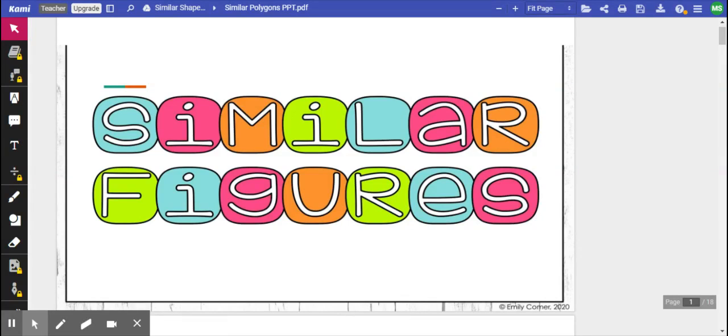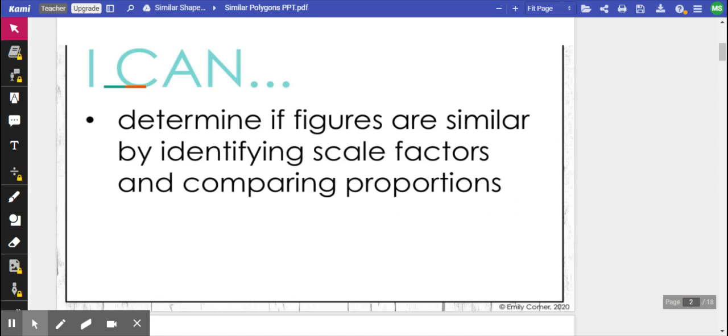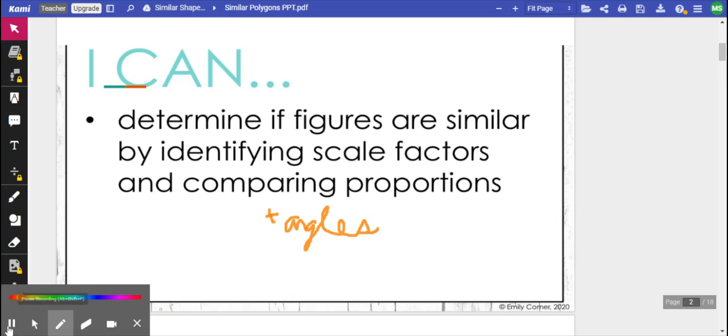Hello and welcome to this video on similar figures and polygons. Today we're going to determine if figures are similar by identifying scale factors, comparing proportions, and also looking at some angles on these shapes as well. So you would want to add in angles as part of this too.